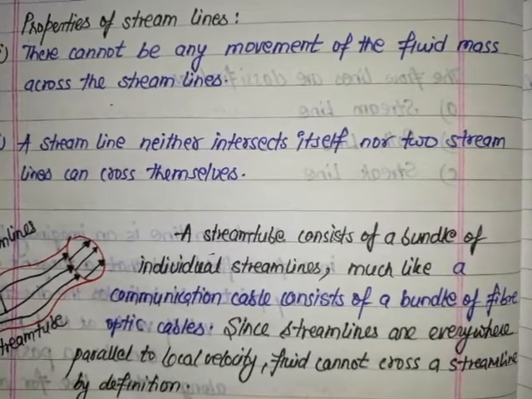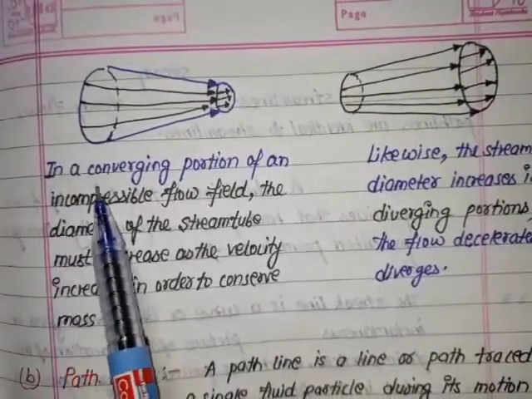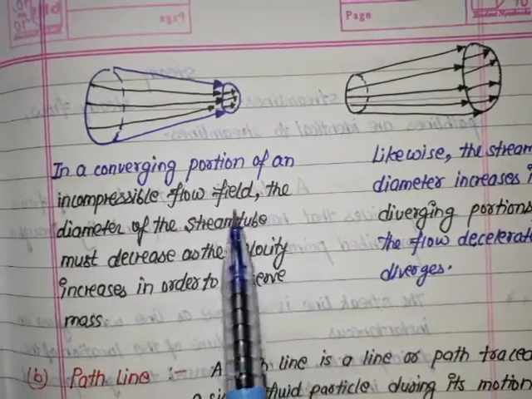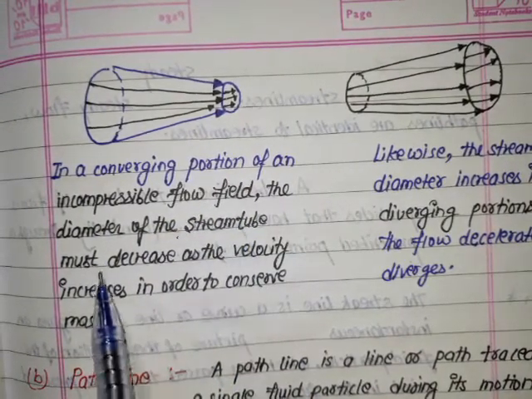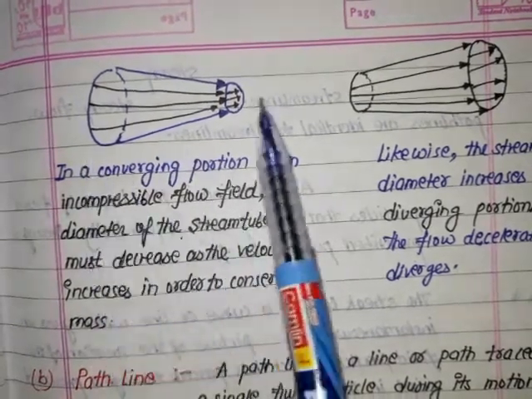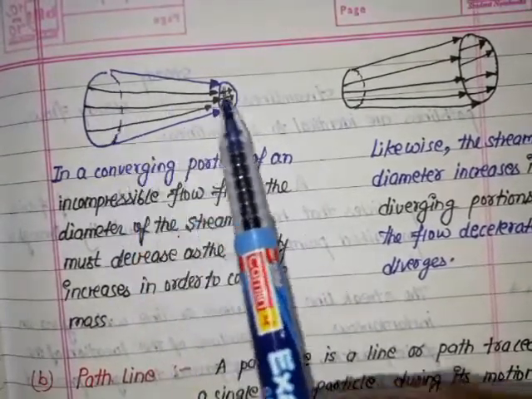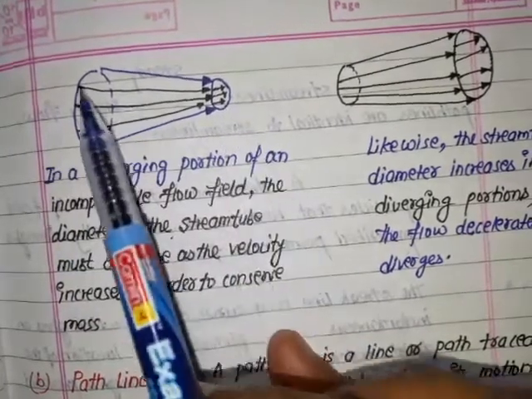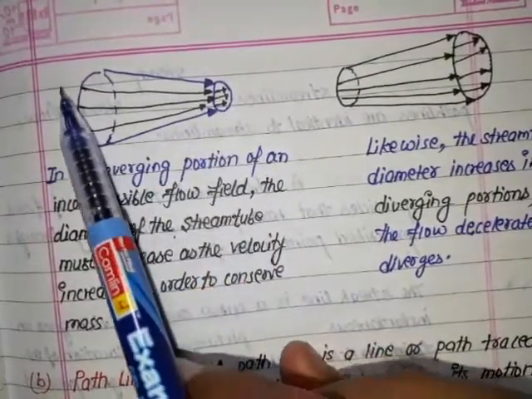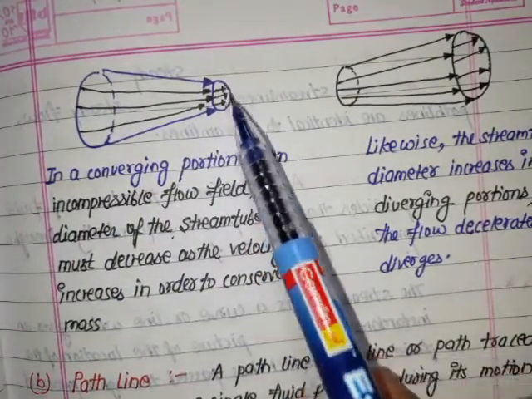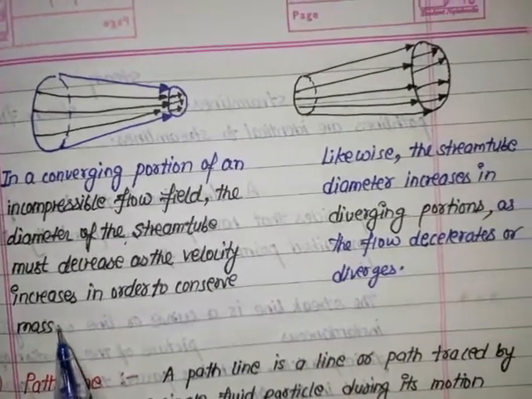Now we take two examples, one is a converging section and another is a diverging section. In a converging portion of an incompressible flow field, the diameter of the stream tube must decrease as the velocity increases in order to conserve mass. As we can see, this is the converging portion in which water flows through these streamlines, and as the diameter reduces, here the velocity is less and here the velocity is more. So the velocity increases to conserve mass with respect to time.